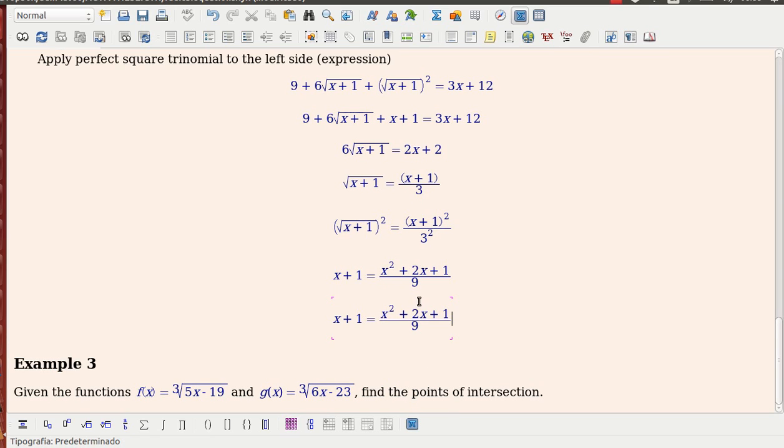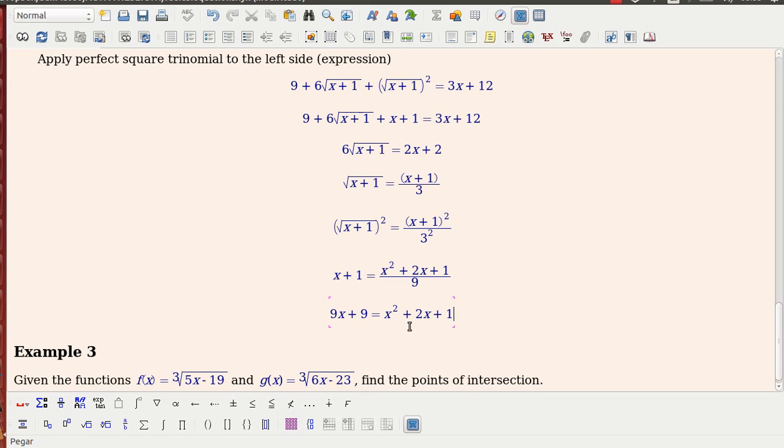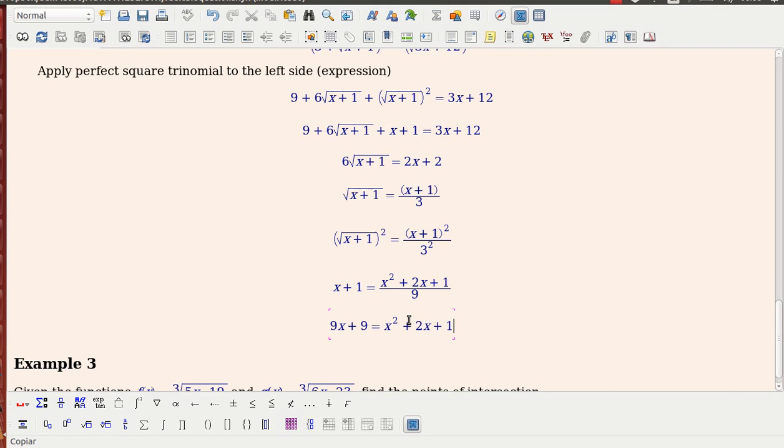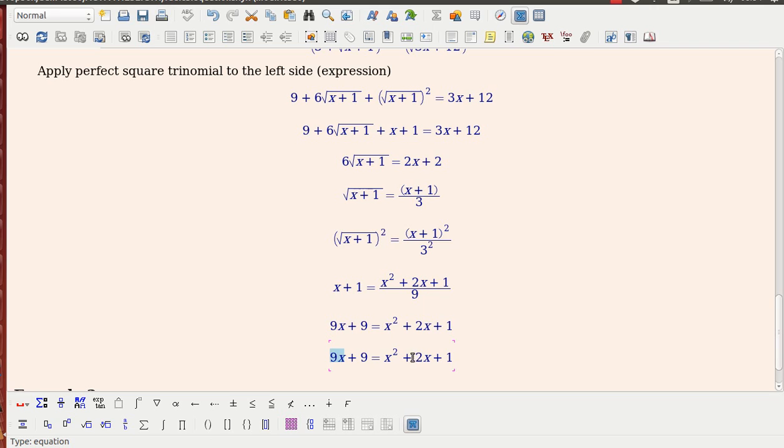Some people don't like fractions, so I'm going to pass 9 to multiply. Multiply by 9. 9x plus 9. Remember to multiply each member. Equal to the trinomial, the numerator. I pass to multiply by 9, or it's better to say multiply each side of the equation by 9. Apply distributive property, 9x plus 9 equals the trinomial. Combine like terms. So 9x, I can subtract 9x, 2x minus 9x, minus 7.